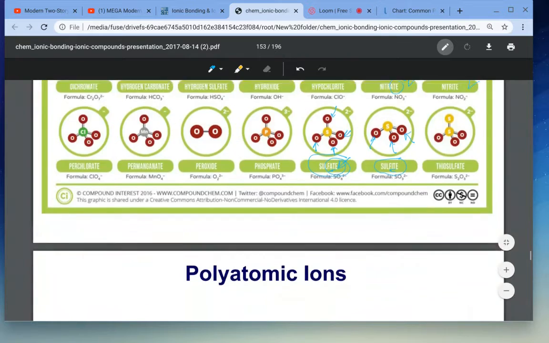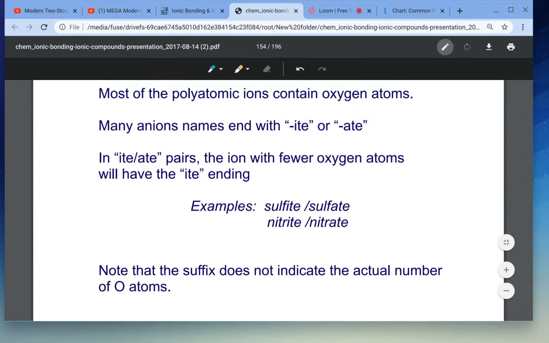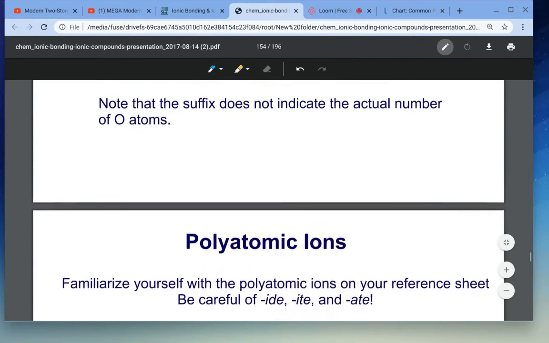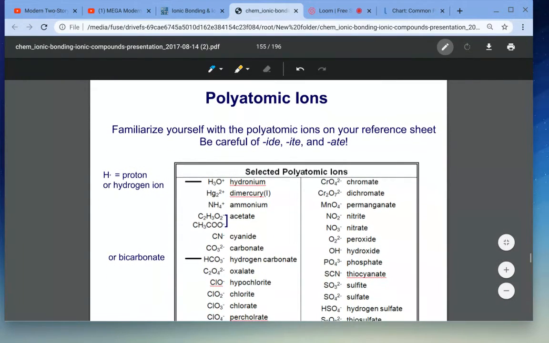Let's keep moving on. All right, so most of the polyatomic ions, they contain oxygen atoms. Okay, so just what I talked about before, you're going to see endings like ITE or ATE. The different endings just means there may be fewer or more oxygen atoms. Doesn't tell you the exact number, though. All right, so here's a list of some common polyatomic ions. I will attach a sheet to your Google Classroom, but you can Google the chart.